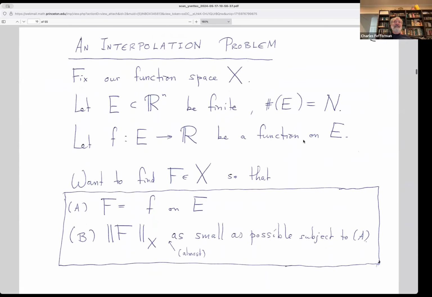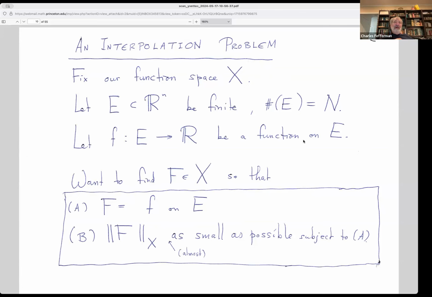Okay, so let's try to pose the interpolation problem a little more precisely. So we fix our function space X, and let's say E is a finite subset of Rn, and capital N is always going to denote the number of points of E. I'm going to think that little n is small. Maybe where E is contained in 3 dimensions or something like that. So of course, many applied problems involve high dimensional spaces. And although RD, the target space in which f of x takes its values, might be high dimensional, in this talk, the n is going to be small.